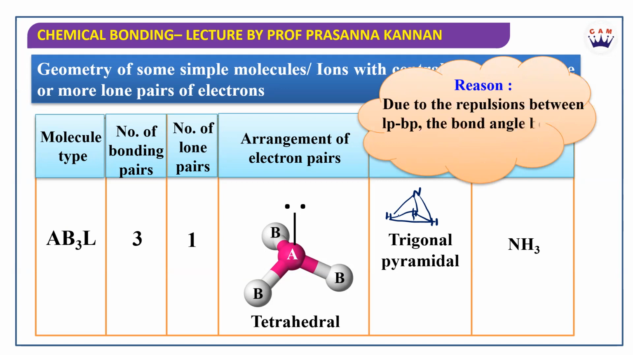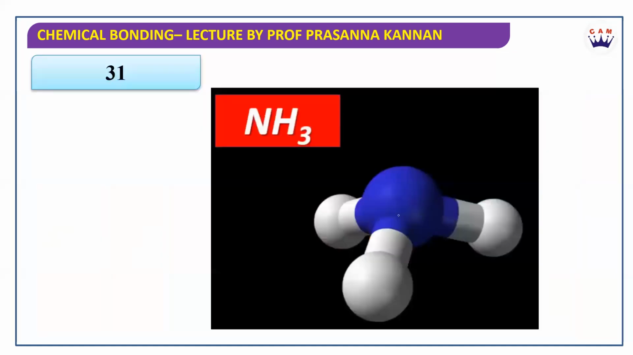Due to the repulsions between lone pair and bond pair, the bond angle between the bond pairs is reduced. So it's not 109 degrees 28 minutes, it's approximately 107 degrees. Okay, guys? So it's 3, 1. So 3 bond pairs of electrons and 1 lone pair of electrons. Right?